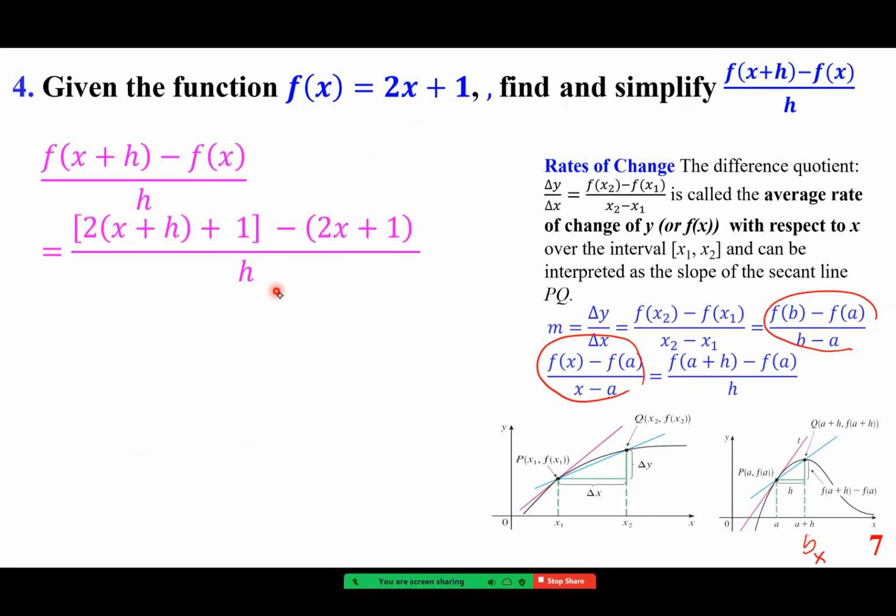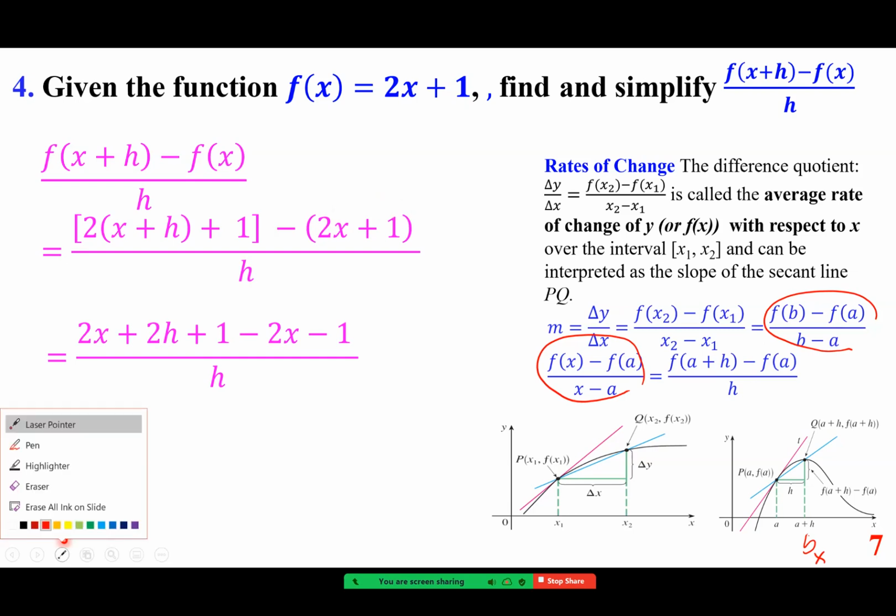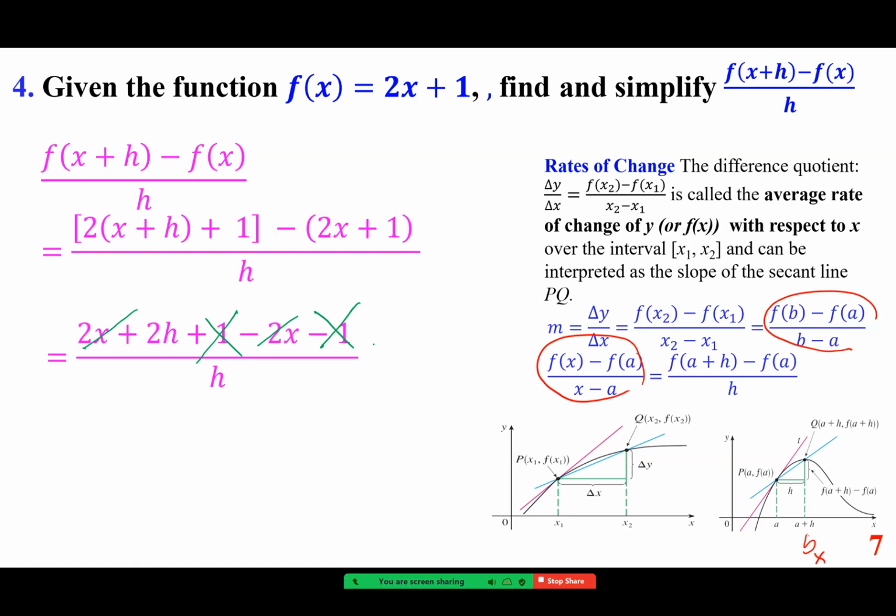in the numerator, which means we are going to distribute. We get 2x here, we get 2h here. This is plus 1, this is minus 2x, this is minus 1. And as you can see, 2x and minus 2x cancel each other. Positive 1, negative 1 cancel each other. We get 2h over h, which becomes 2.